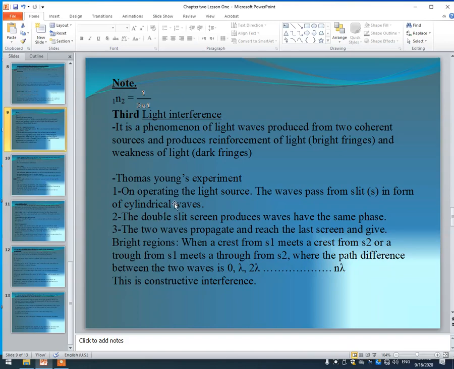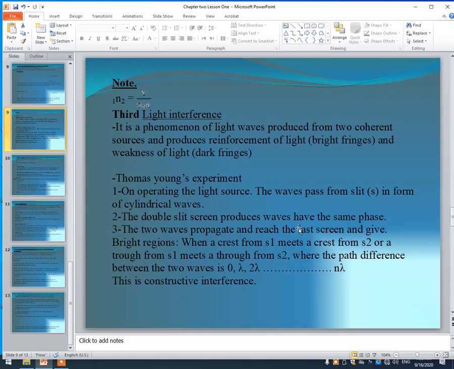After that, this cylindrical wave will fall on a double slit screen. This double slit screen works as two sources with the same frequency and same phase. This means these two slits will be two coherent sources, having the same phase, as in front of you. The two waves propagate and reach the observation screen at the end.